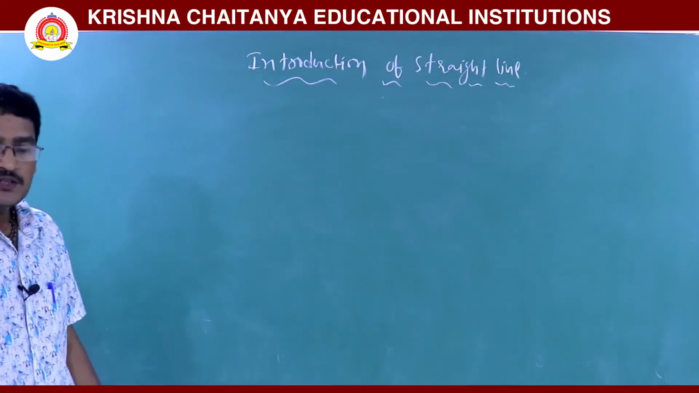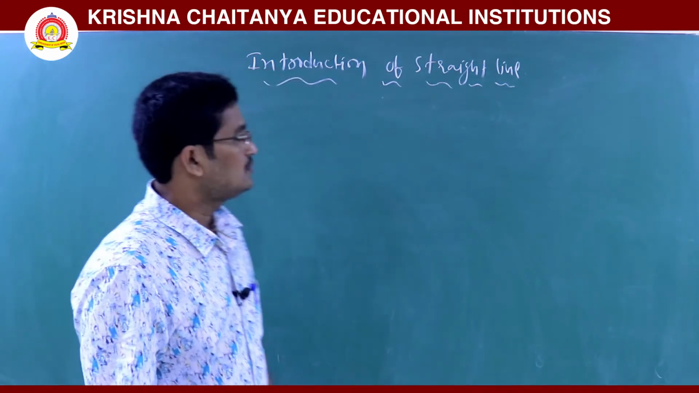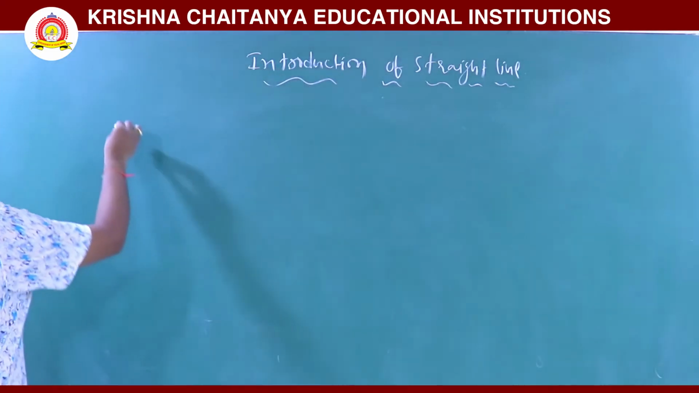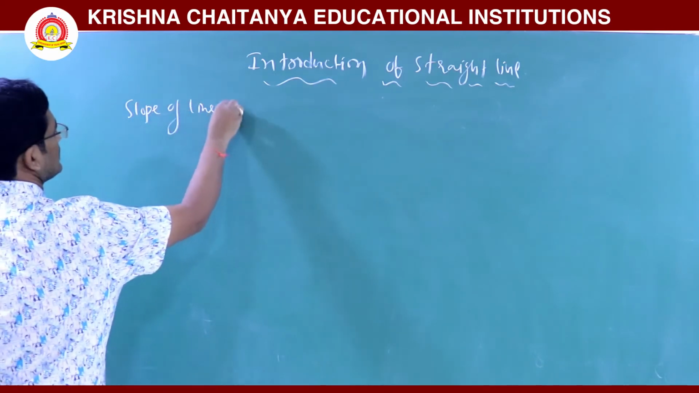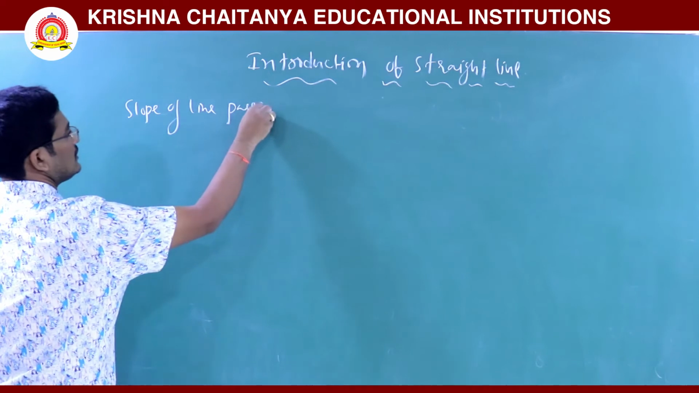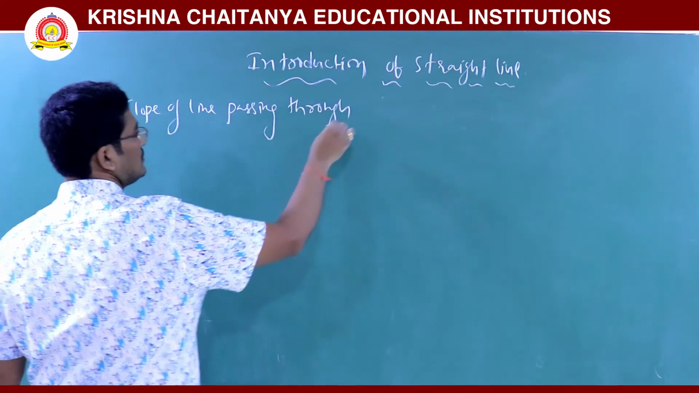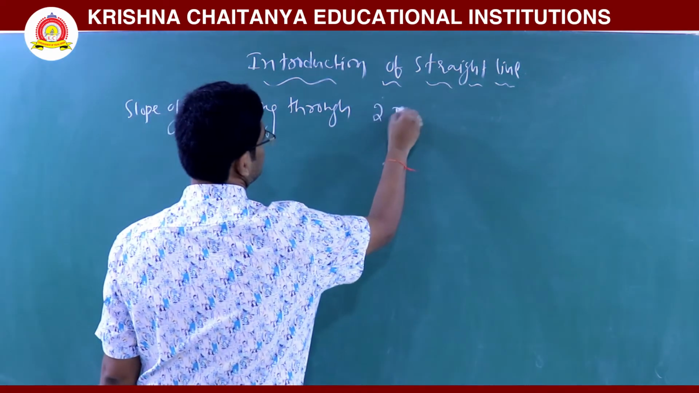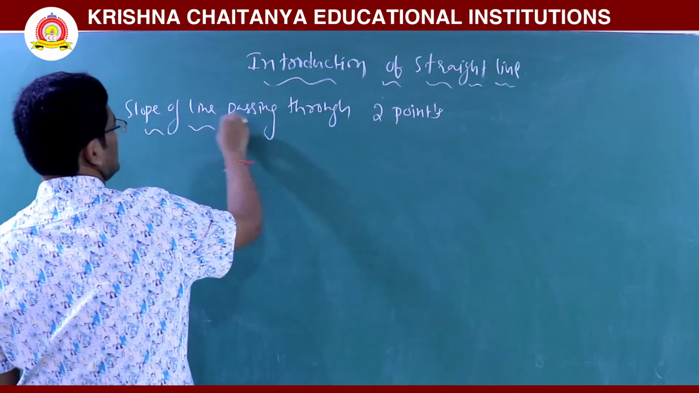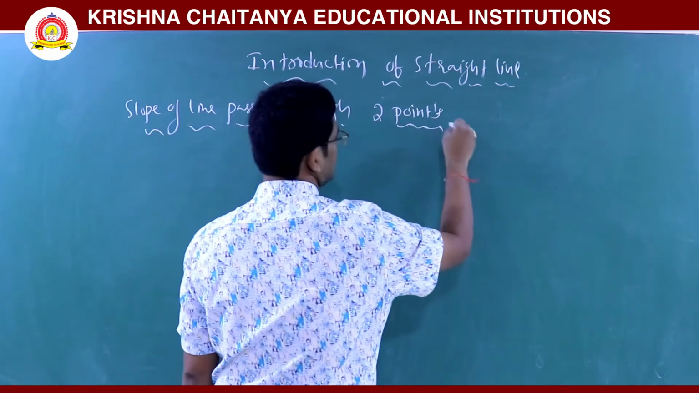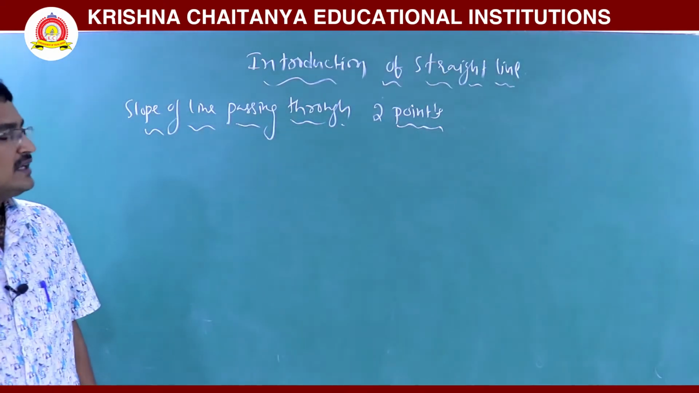Now, let me find the slope of the line which is passing through 2 points. Okay, how is it? The slope of the line passing through 2 points. Suppose I am taking those 2 points as x1, y1 and x2, y2.